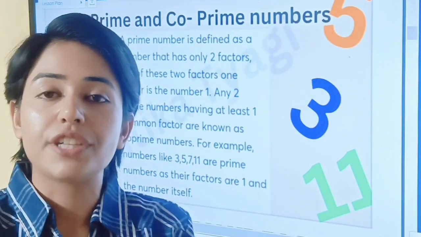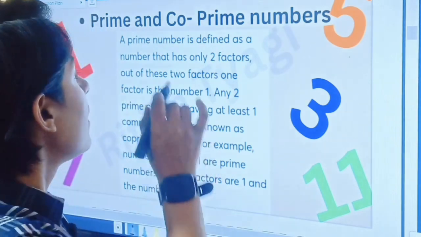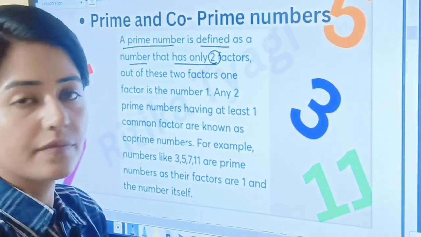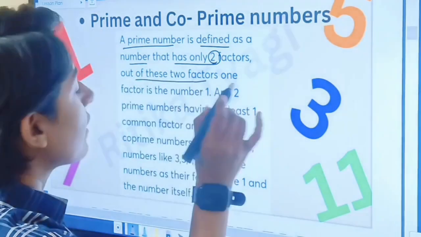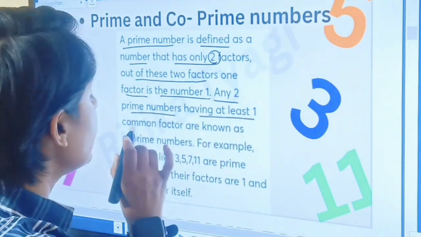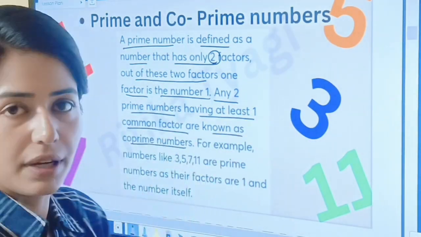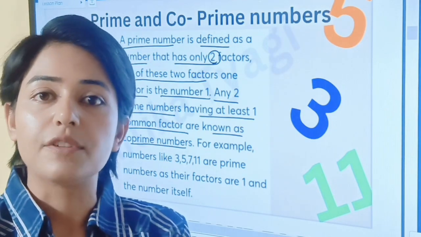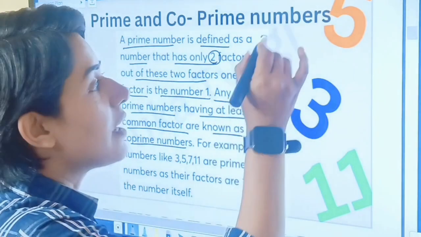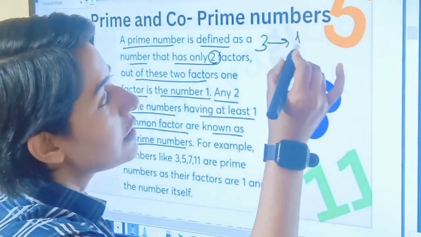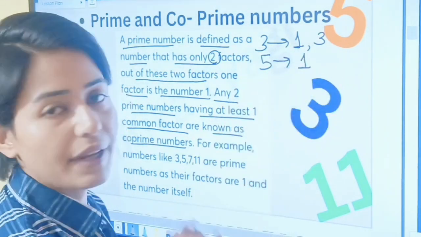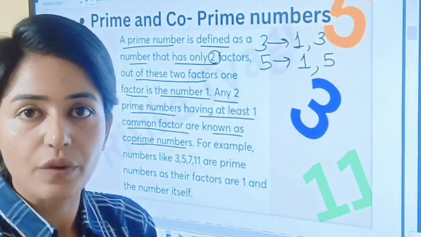Let us discuss what are prime and co-prime numbers. A prime number is defined as a number that has only two factors. Out of these two factors, one factor is the number 1, and any two numbers having only one common factor are known as co-prime numbers. So, prime numbers are the numbers which have only two factors, that is, the number 1 as well as the number itself. For example, 3. 3 is a prime number because its factors are 1 as well as 3. Next, 5 is also a prime number because its factors are 1 and the number itself, that is 5.